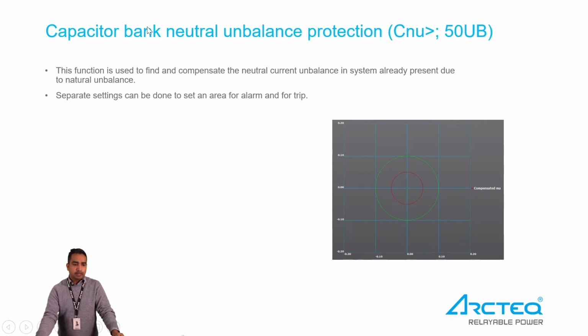Then we have capacitor neutral unbalance protection. In the neutral unbalance protection, basically you have 2 stages to produce an alarm if the unbalance goes high, or you can make a trip command. We will also learn how to set these ranges, where to produce the alarm and where to produce the trip.